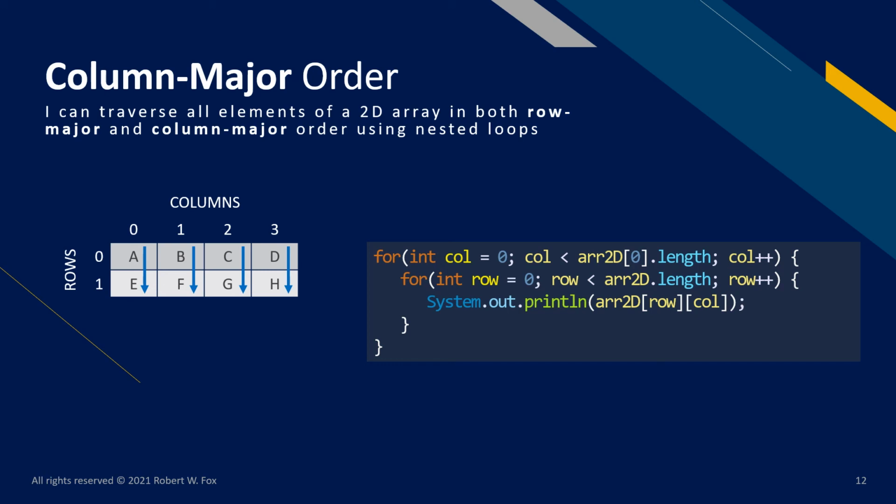Just keep in mind that when we control our loops and their stopping point, with the column loop, we are still using the number of columns, and with the row loop, we're still controlling that with the number of rows. So literally, this is the same as a row major traversal, but we flip-flop the loops so that we get that different order of visitation.